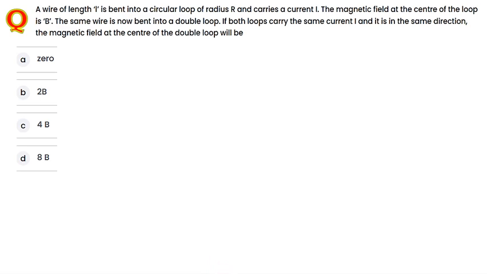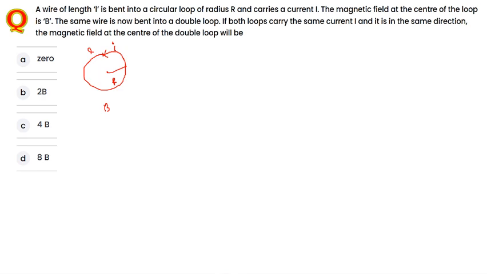Just consider a circular loop. The radius here is capital R, the length of the wire made into the loop is L, and the current flowing is I. The magnetic induction for this one, they have given, is B.